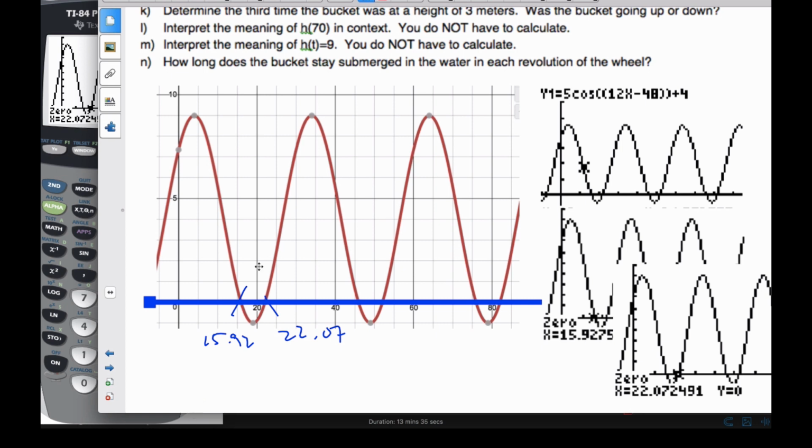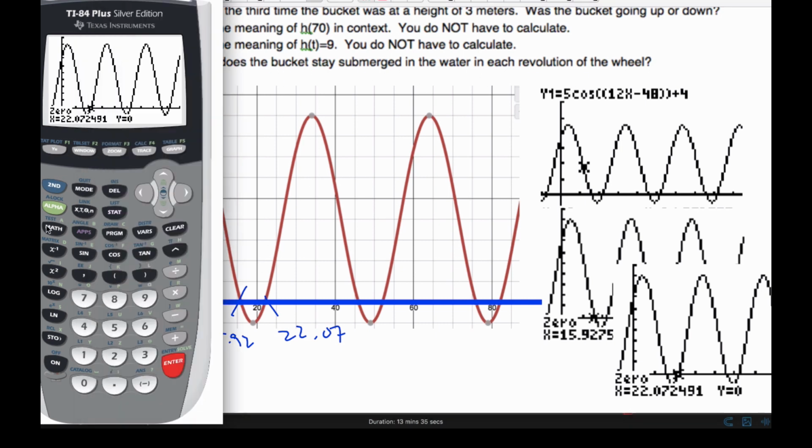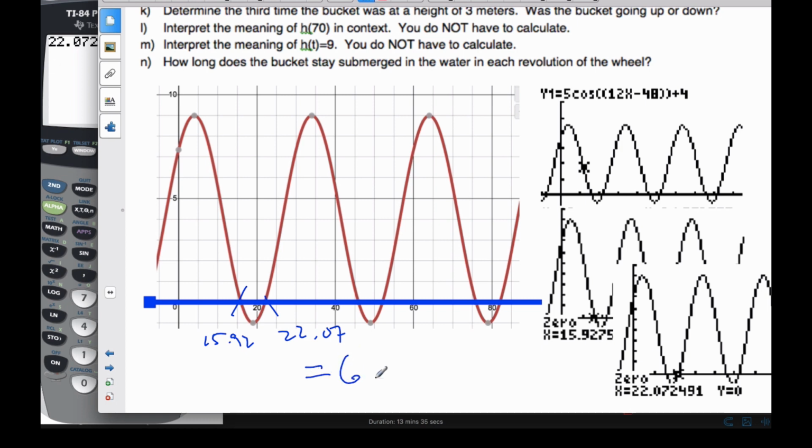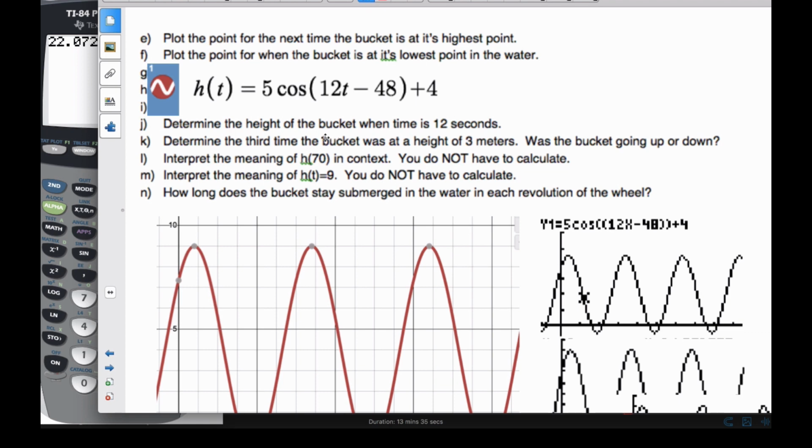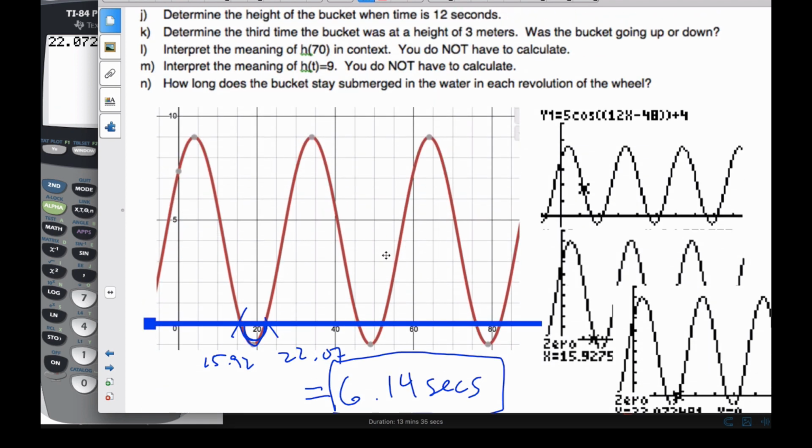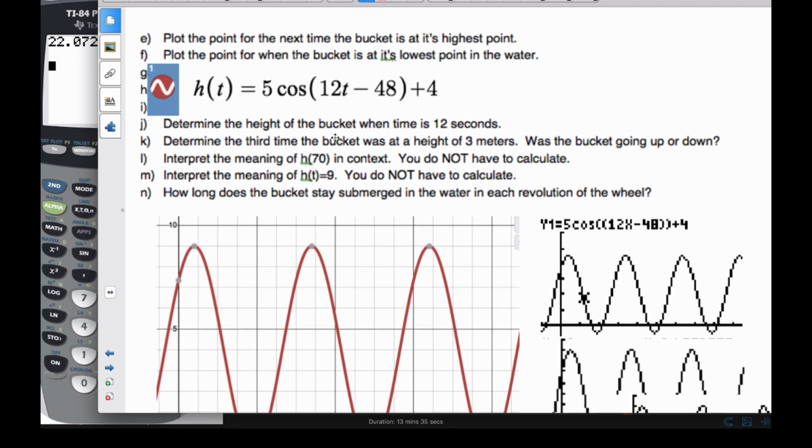So if I want to find how long is the bucket below, I subtract those values. So if I take 22.0724 minus 15.9275, I can see that it is underwater 6.14 seconds to 3 significant figures. That's how long the bucket stays below here. All right. So in doing these trig applications, you really have to understand what's going on, use the graph, use your calculator, use the context and the meaning to solve.